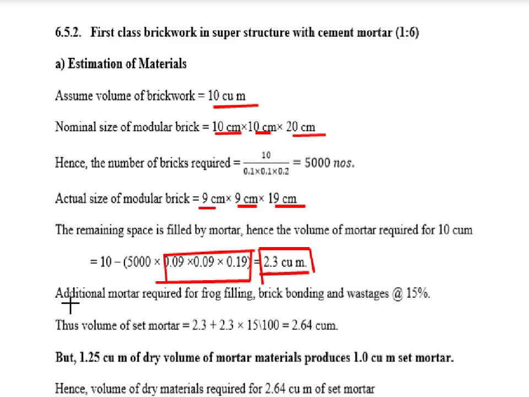After that, we know that some of the volume of mortar is wasted, and some is used for the frog filling. Frog is nothing but a groove in a brick which is used for the bonding. So we just add 15% extra. So that will be 2.64. Okay, clear?